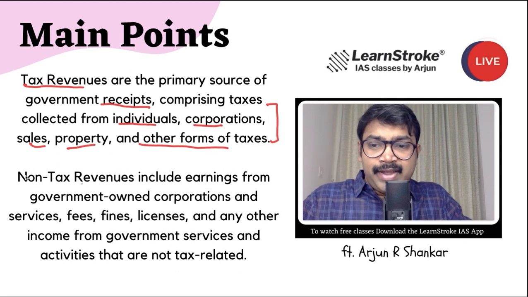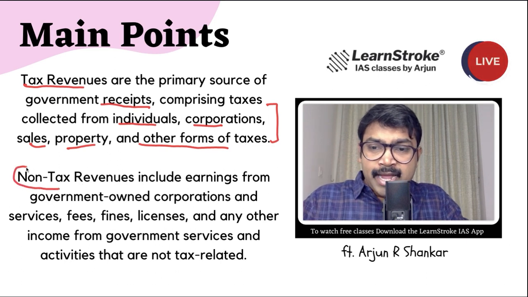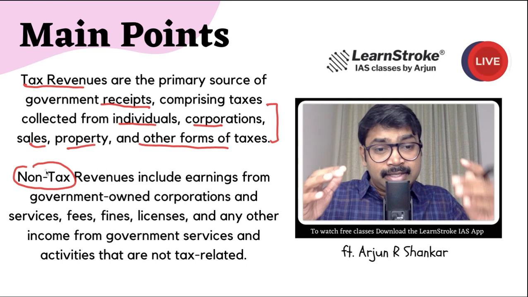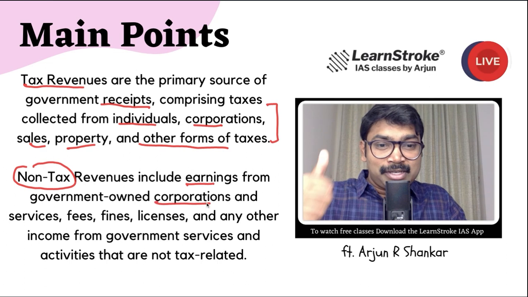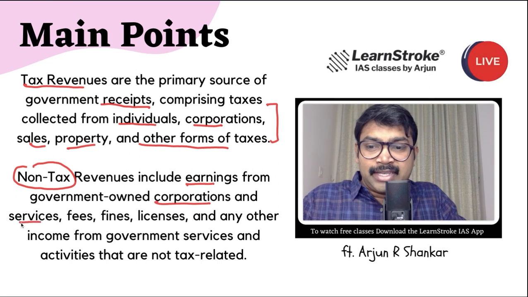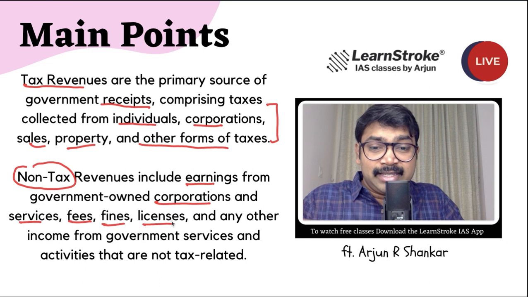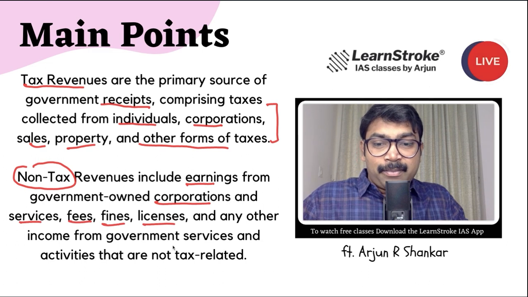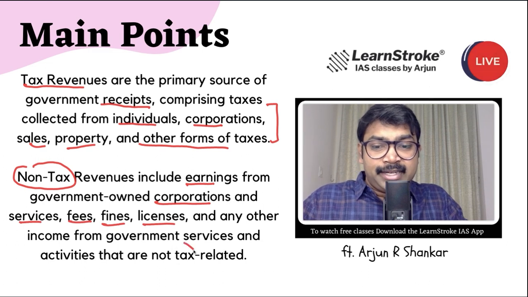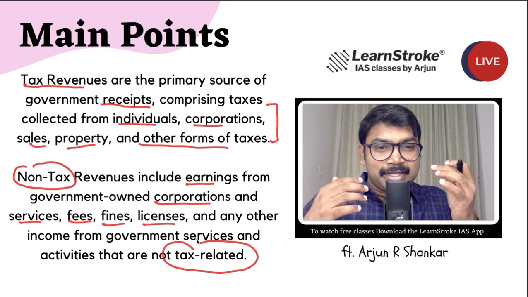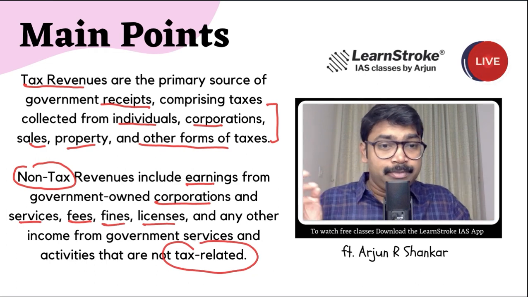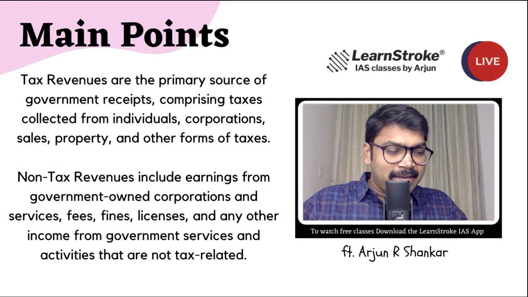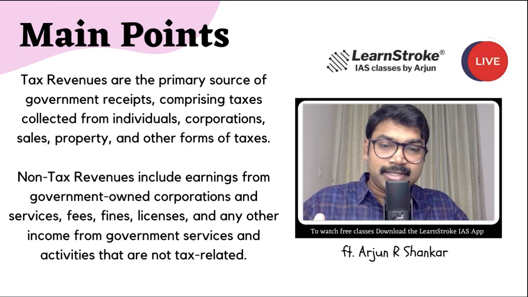And number two, we have receipts called non-tax revenue, which is not coming from taxes. It is coming from something else, like earnings from government corporations, so how much money the corporations are making for us, and services, fees, fines, licenses, or any other income from government services and activity that are not tax related. So all the income that the government is receiving apart from taxes is the non-tax revenue. This is just to get the basics: tax revenue, non-tax revenue.